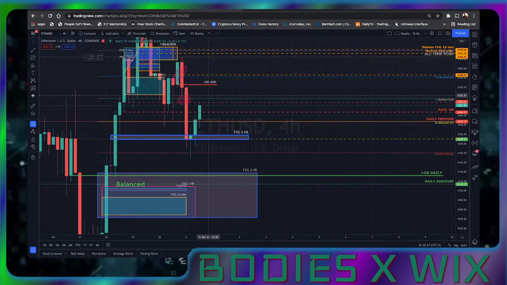All right. So I said these are the areas that I was going to be looking for to watch for a reaction. You always watch for your daily order blocks to watch for a reaction. As you can see, we're still climbing. That is awesome.